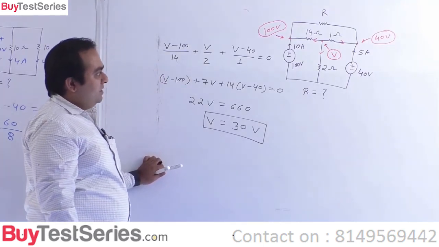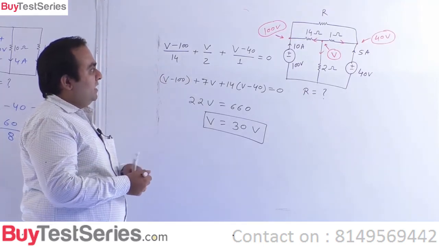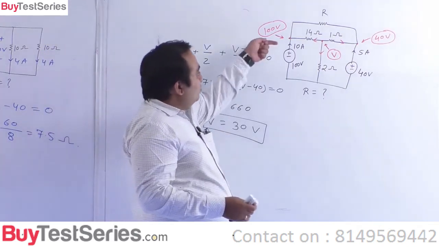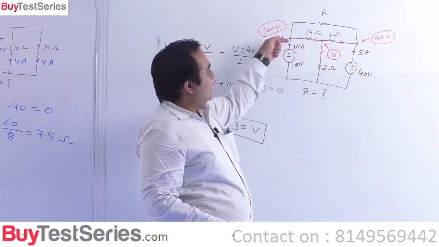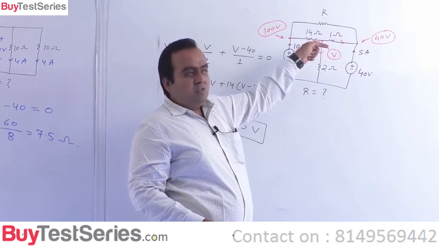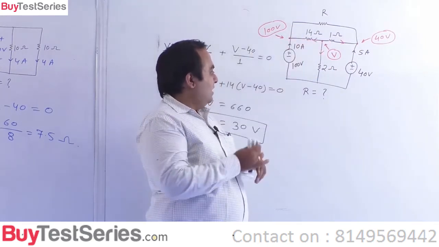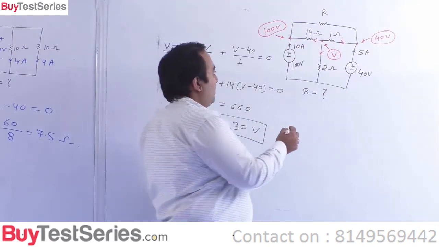If this V comes out to be 30 volts, इसका मतलब ये है कि 14 ohm के through, since this is 30, this current must be going that side. So how much should this current be? Let me just redraw this just to avoid the confusion.